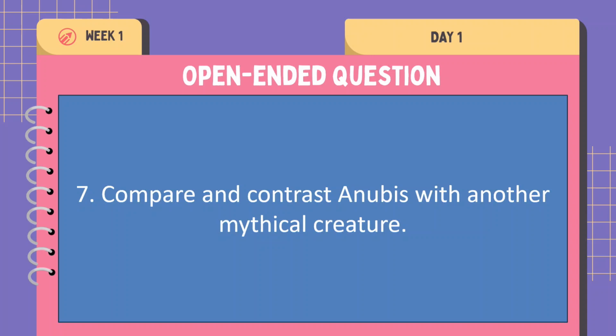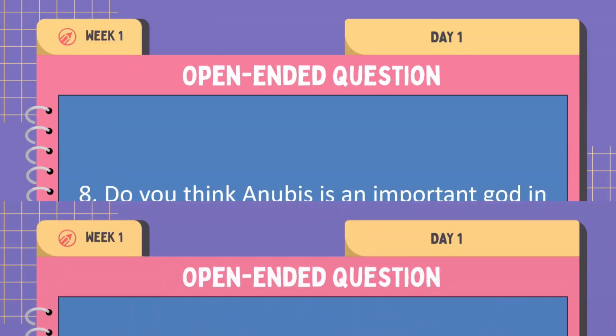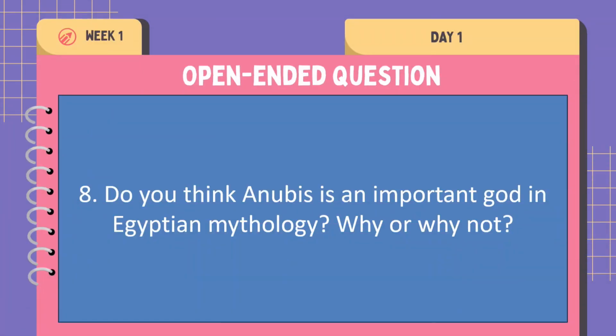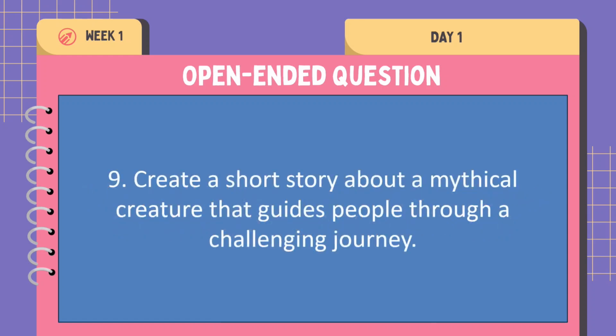For number 7, compare and contrast Anubis with another mythical creature. For number 8, do you think Anubis is an important god in Egyptian mythology? Why or why not? 9. Create a short story about a mythical creature that guides people through a challenging journey.